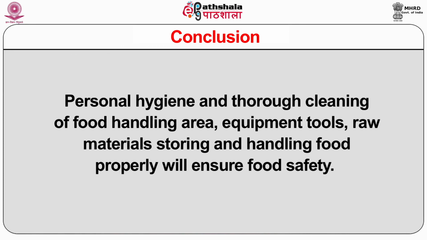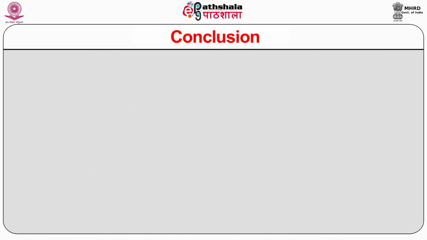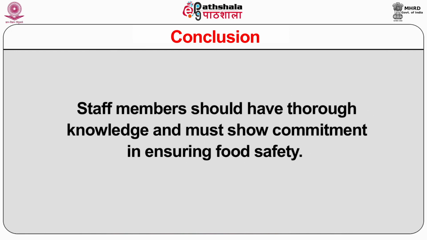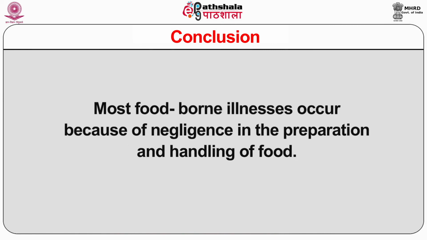Personal hygiene and thorough cleaning of food handling area, equipment, tools, raw materials, and storing and handling food properly will ensure food safety. Staff members should have thorough knowledge and must show commitment in ensuring food safety. Most foodborne illness occurs because of negligence in the preparation and handling of food.